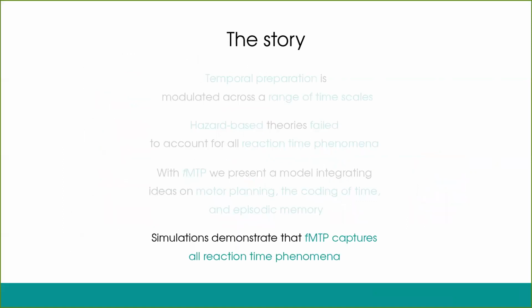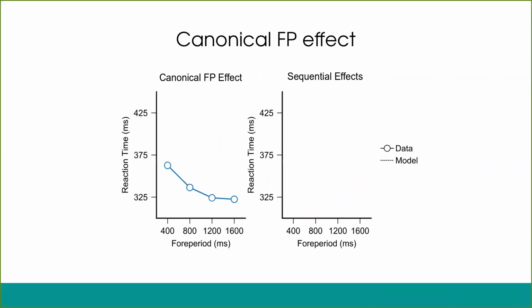In this part, we will contrast fMTP to the typical temporal preparation effects across the timescales. To do so, we simply translated fMTP's preparatory states linearly to reaction time. I would like to stress here that the same set of parameters is used for all empirical effects I will overview here. The canonical foreperiod effect in the temporal preparation literature is the downward sloping reaction time foreperiod function for the uniform distribution. Indeed, displayed with a dashed line, fMTP closely replicates this finding.